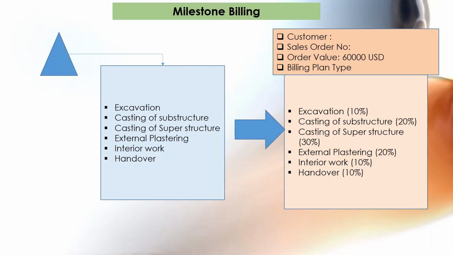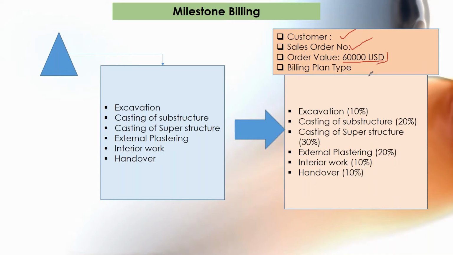I have taken the example of a construction link plan, which is exactly your milestone billing. Let's say you bought one flat. When you get an agreement from the builder, they mention the customer number and the sales order number, which is your contract number, and the total value of the flat. I have considered 60,000 USD here. That is the total amount of your flat.